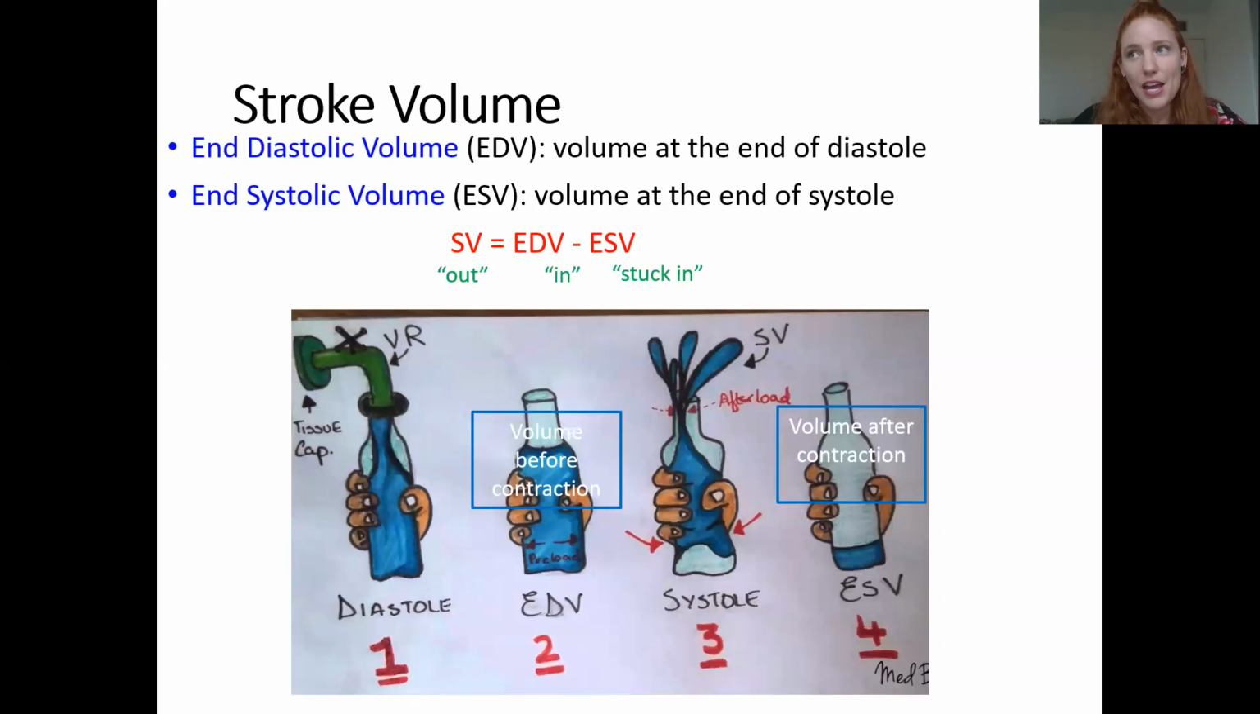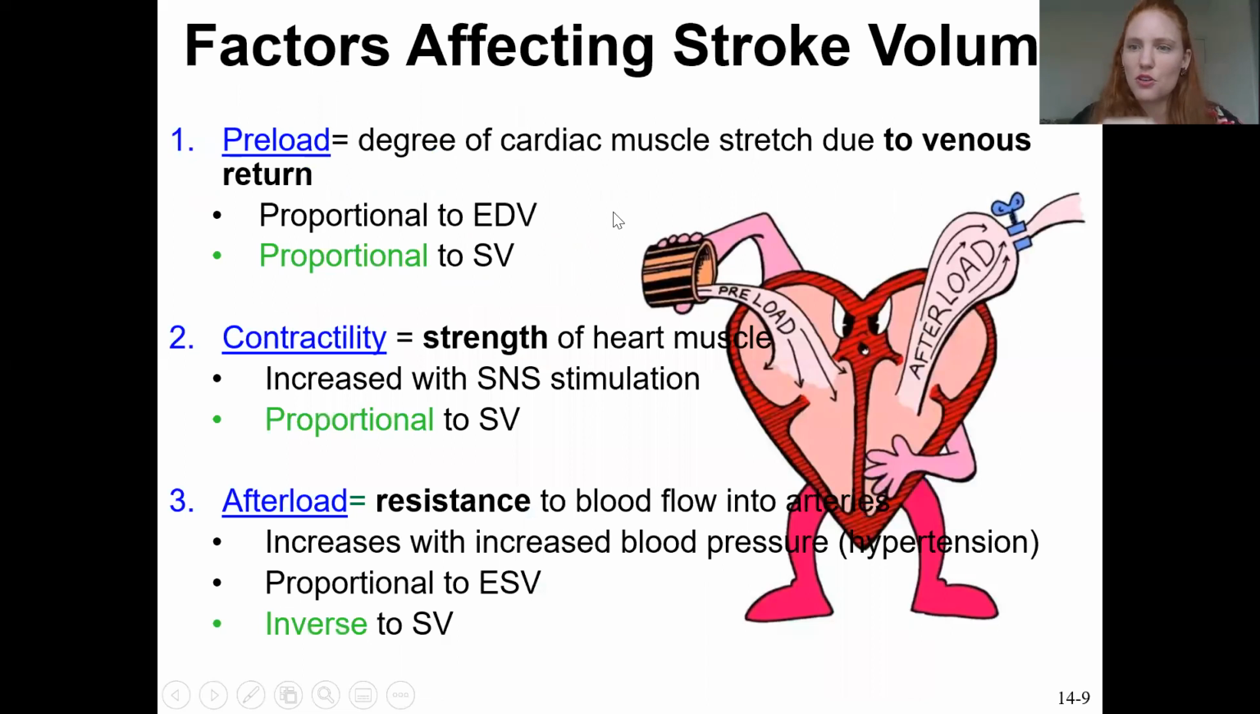Okay, we are about to what I call level up. Now that you kind of get that piece, let's talk about factors that affect both of these pieces. You can see I organized the lecture so it gets more and more challenging as we go through. So let's look at factors that would affect stroke volume, either by affecting end diastolic volume, the amount that goes in, or end systolic volume, which is the amount that is stuck in the heart.